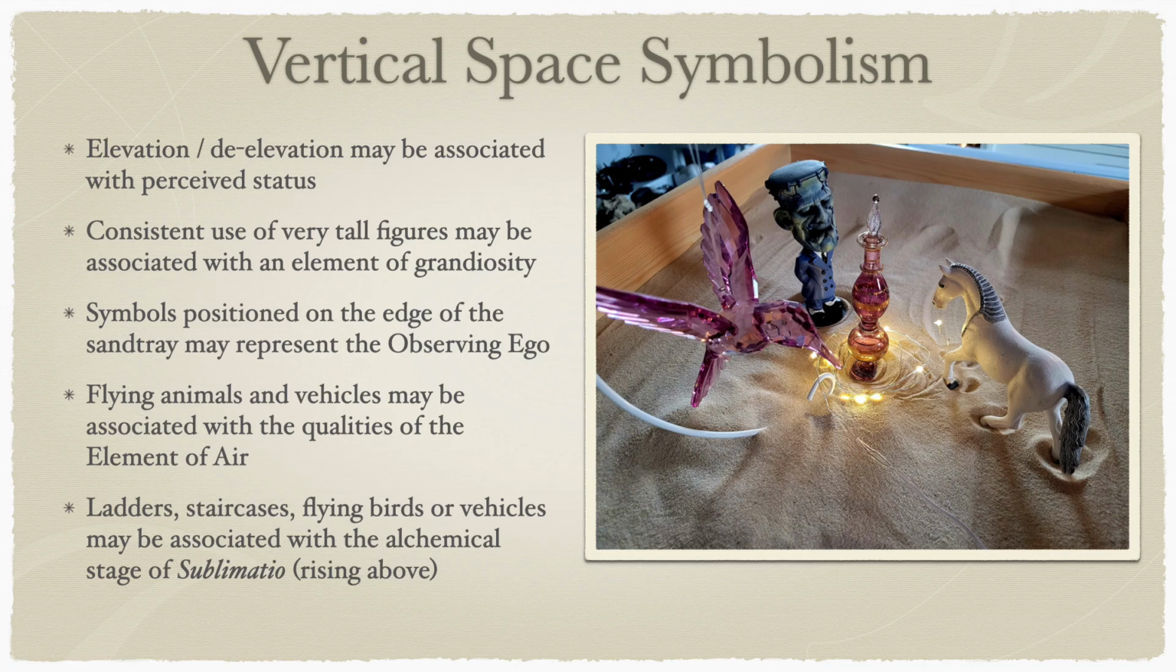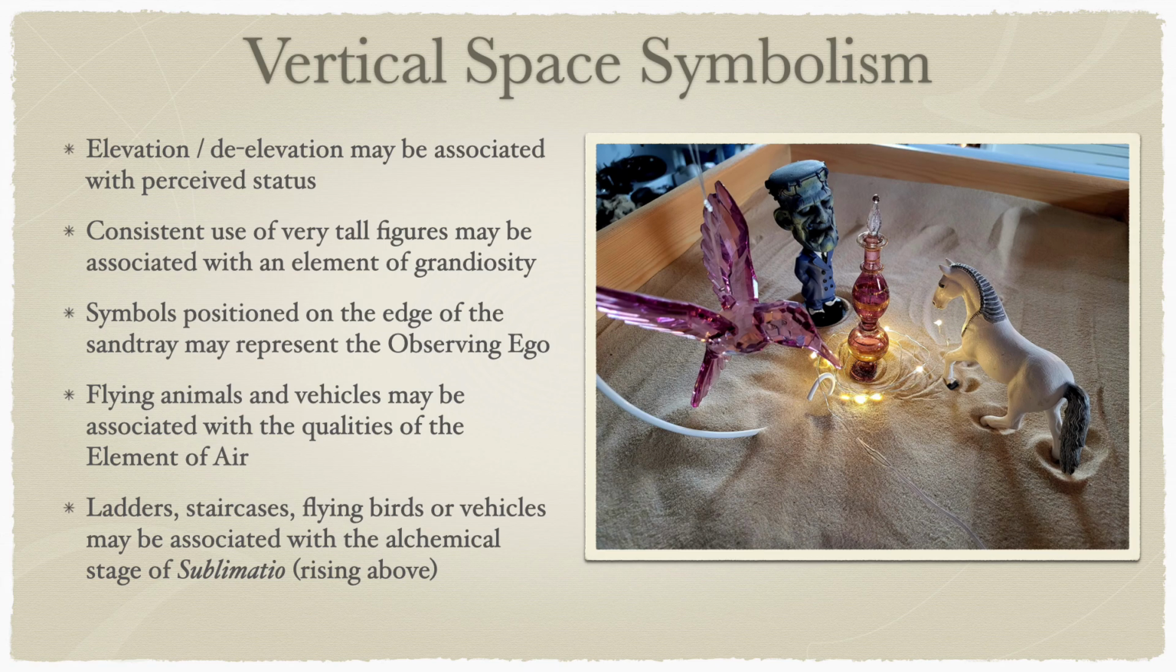So symbols positioned on the edge of the sand tray may sometimes represent the observing ego, the part of us that's just having that wide perspective, that's a bit neutral, impassionate, observing what's happening in the tray. Flying animals, vehicles, other flying beings, feathers may well be associated with the qualities of the element of air, and we will talk about the 4 elements in some of the future lenses. There is an element of alchemy potentially with ladders and staircases, flying birds, again flying vehicles, may be associated with the alchemical stage of sublimatio, which means rising above, gaining a bigger perspective.